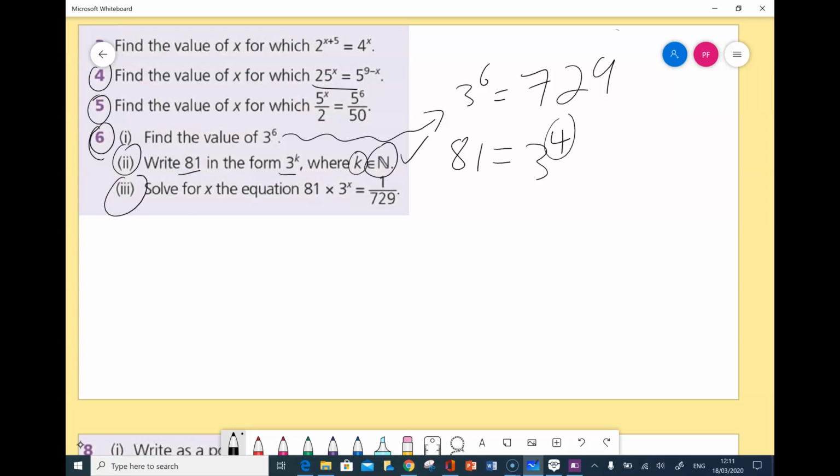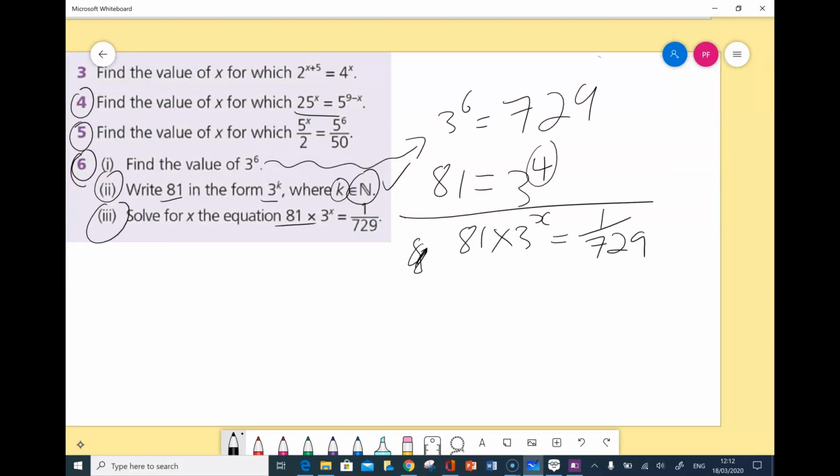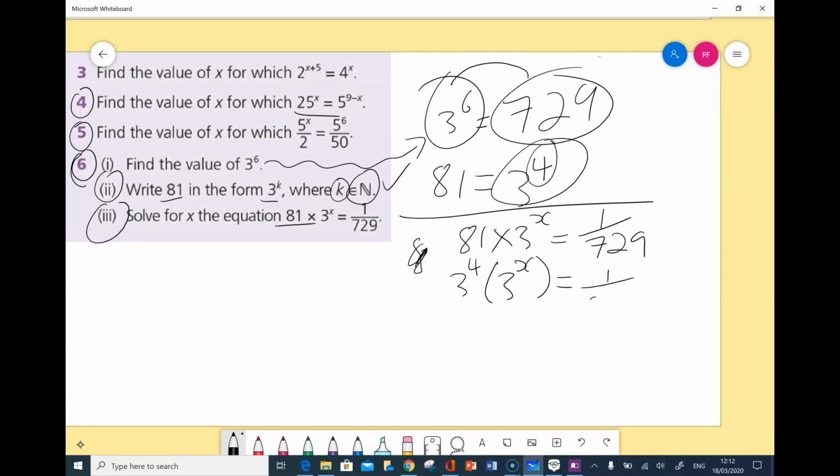Part 3, solve this equation. 81 multiplied by 3 to the power of x equals 1 over 729. Something tells me they want me to use all my new knowledge. Well, I know 81 is 3 to the power of 4, and I'm multiplying that by 3 to the power of x. And 729 is 3 to the power of 6, so 1 over 3 to the power of 6.